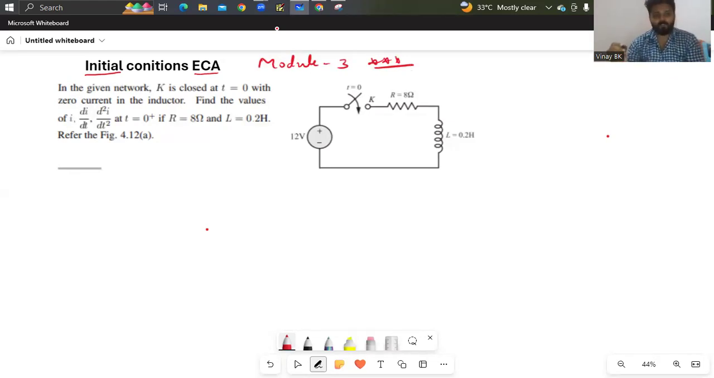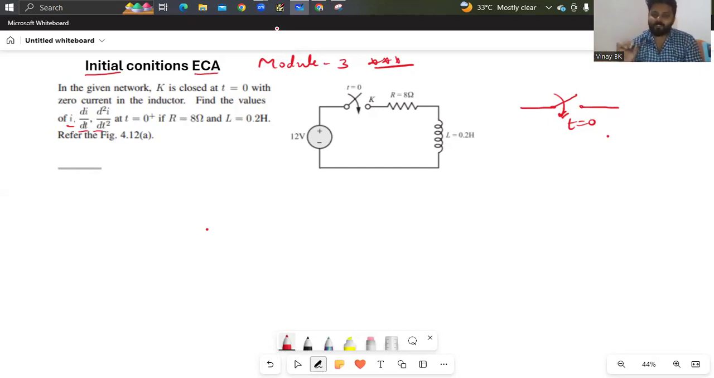So in the given circuit or network, there is a switch K, which I will draw here. Switch K is closed at t equals to 0. Just see the arrow mark. This is closed downward at t equals to 0 with 0 current in the inductor. It means the 0 current will be flowing through the inductor, that is, the inductor acts as an open circuit. Okay, and they ask you to find the value of current i, di by dt, d square i by dt square at t equals to 0 plus.